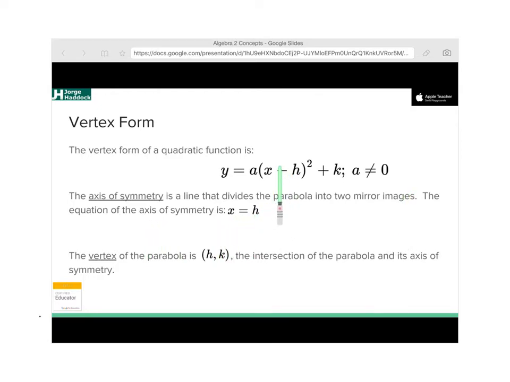As you can see here, it's going to be the opposite of that value, because I have minus h. And the vertex of the parabola is the point where the parabola and the axis of symmetry intersect. It's going to be (h, k). Again, the h is the opposite because in my equation I have minus h. So let's start identifying all that information so we can trace.